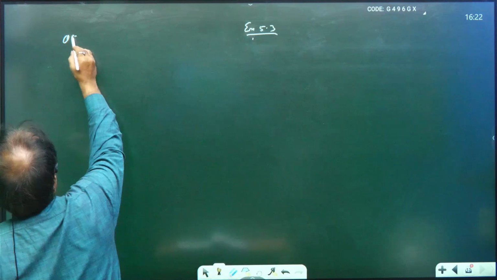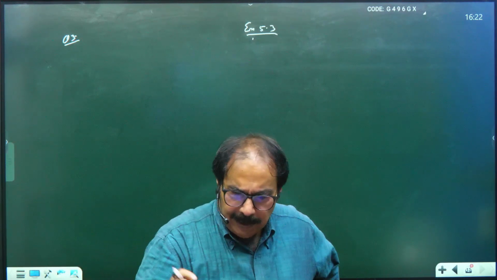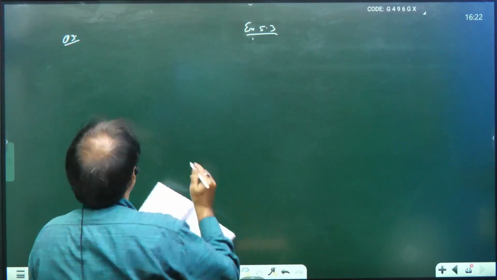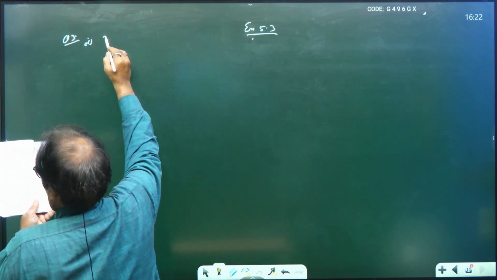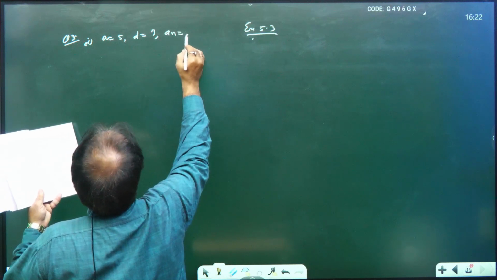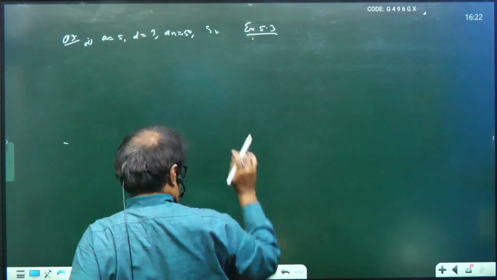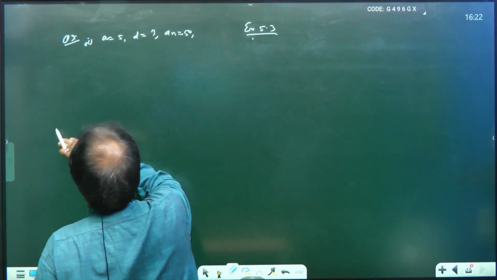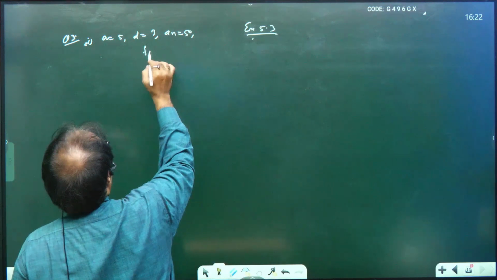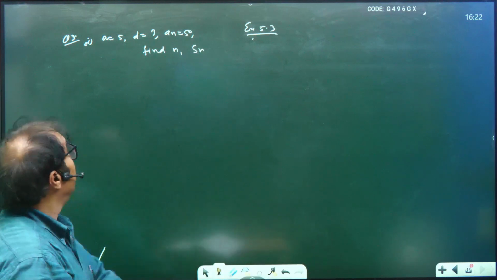Now the question number 3. The third question is, in an AP, A is given, D is given, An is given, find N and Sn, right? So what is given? The first part is A is 5, D is 3, An is 50, and we have to find N and Sn. What we have to find is N and as well as the sum of n terms, right?